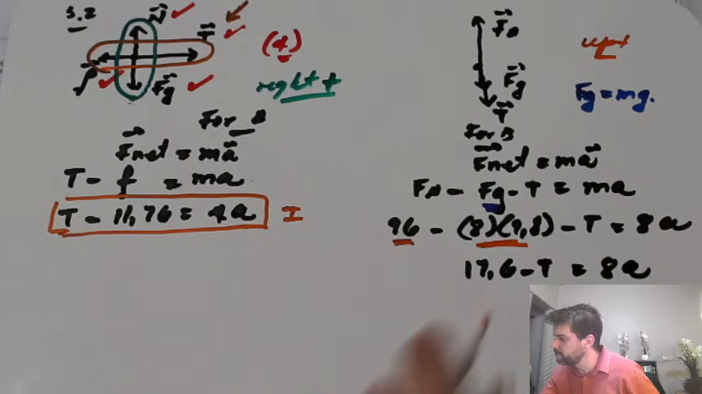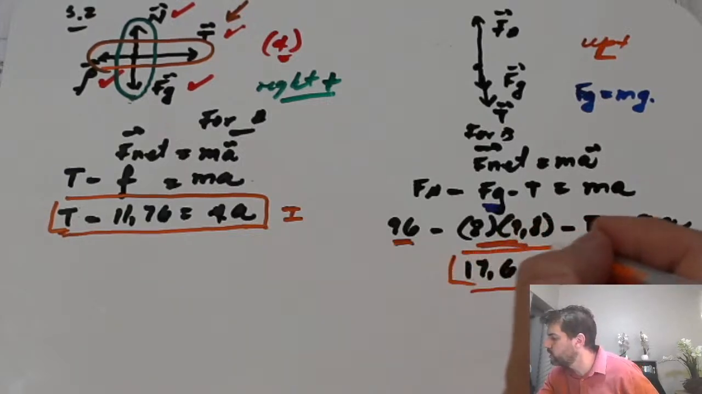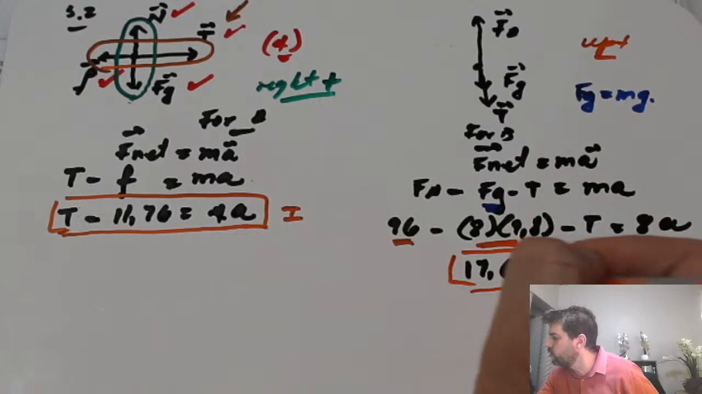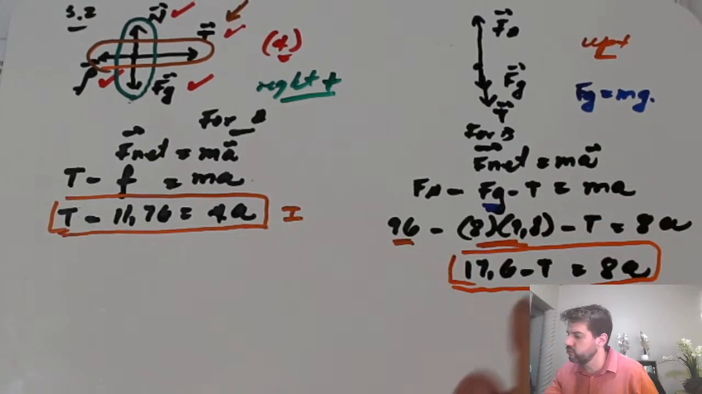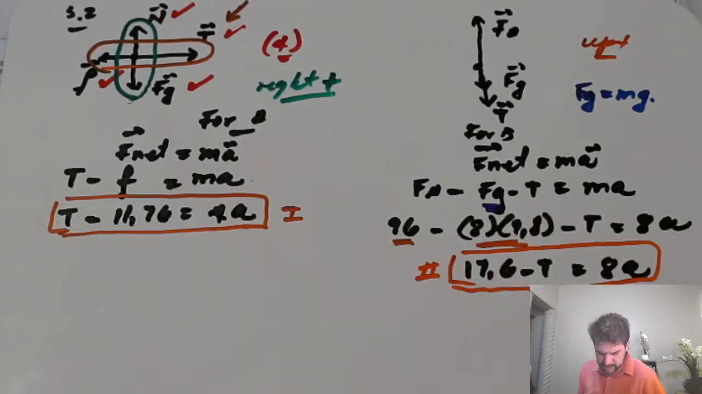Okay. So here we have two unknowns once more. We don't know tension and we don't know the acceleration. So that one is going to be equation 2. So now we have two equations. Now it's mathematics. There are different ways of solving this. You can substitute 1 in 2 or 2 in 1.